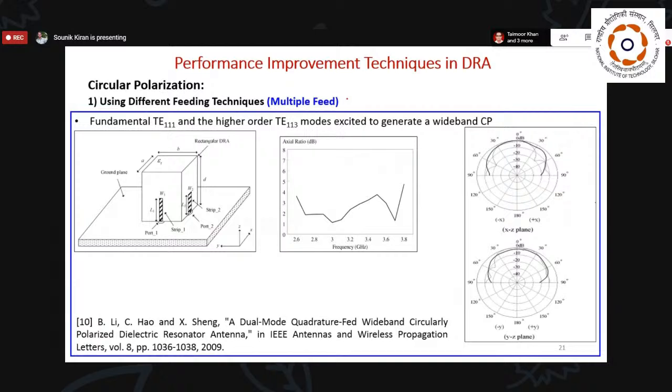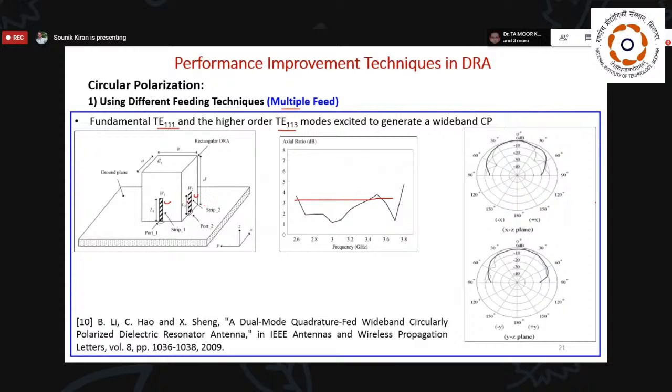And then the next one that comes uses the multi-feed. Multi-feed means here they have used two feeding techniques. By using these two feeding techniques, the authors have ensured that the TE11 and TE113 modes are excited and generate wideband circular polarization. If you look here, the bandwidth is really very nice. That is at the lower band, and of course, if it is a lower band, we may need to compensate with the height of the DRA, which may be larger.